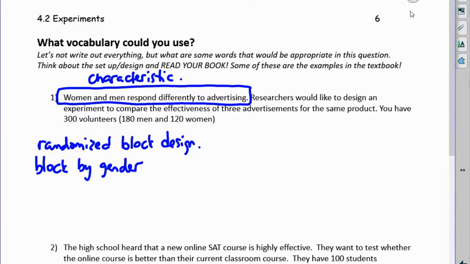I would use words like random number generator. I would have labeled the men from 1 to 180. I would have labeled the women from 1 to 120. I would have said that I will pick 90 numbers from 1 to 180, ignoring repeats. So I would expect to see in here ignoring repeats.